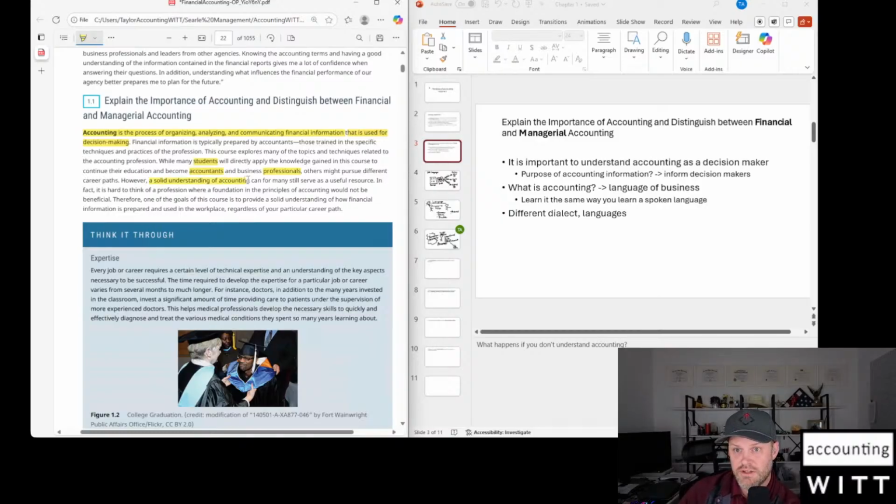So a solid understanding of accounting will serve as a useful resource. It's hard to think of professions where a foundation in the principles of accounting would not be beneficial. True. Therefore, one goal of this course is to provide a solid understanding of how financial information is prepared and used in the workplace, regardless of your career. All right, well, still waiting to see what the importance is of distinguishing between the two languages.